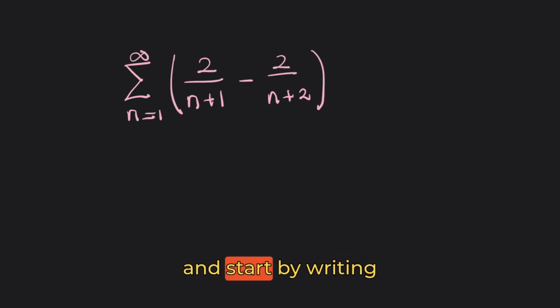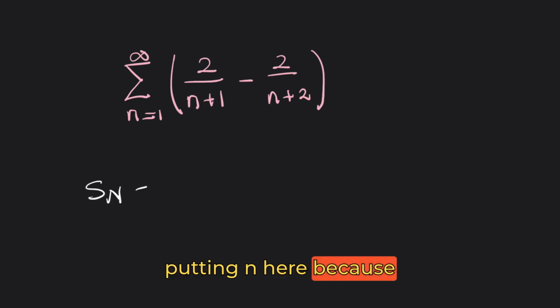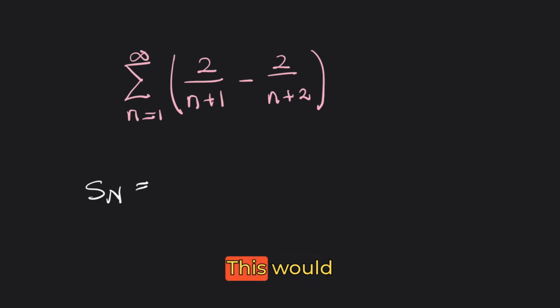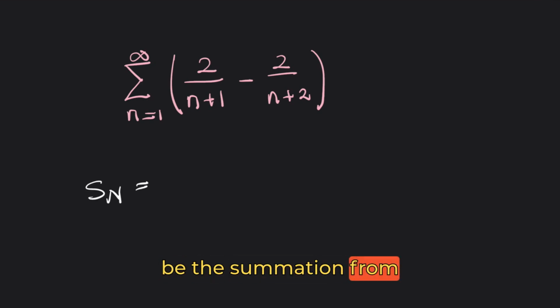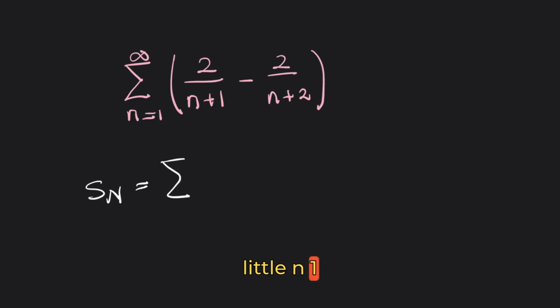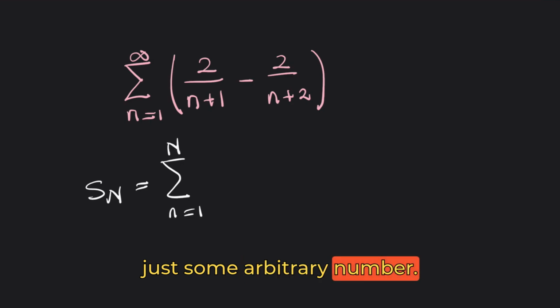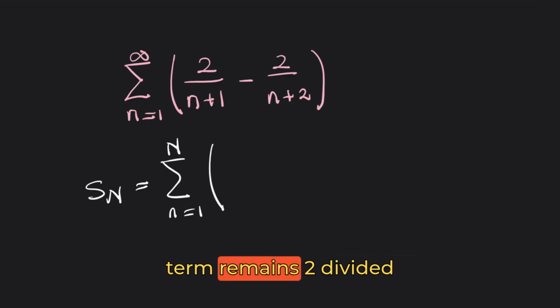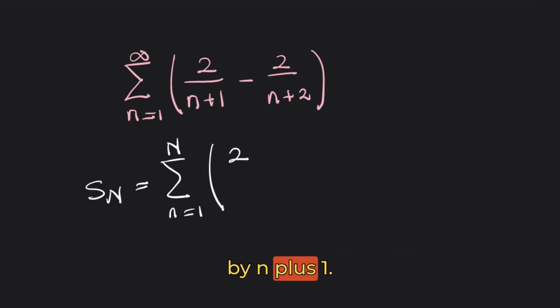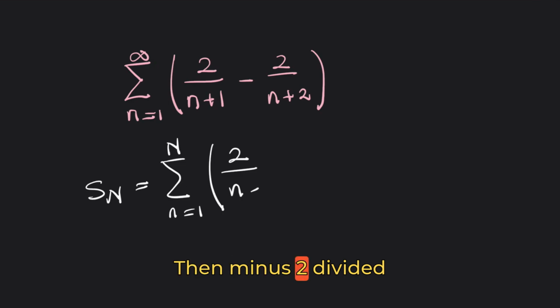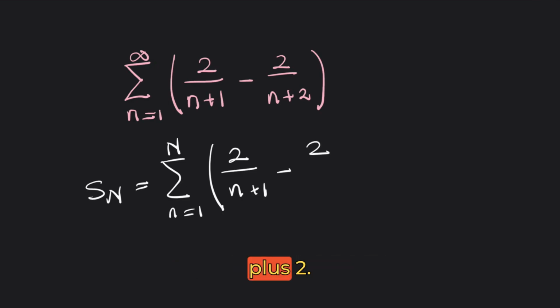Let us go ahead and start by writing the partial sum. So the partial sum is Sn, right? I'm putting n here because n can be anything, right? So this will be the summation from little n equals 1 to the capital N, which is just some arbitrary number. And the nth term remains 2 divided by n plus 1, then minus 2 divided by n plus 2.